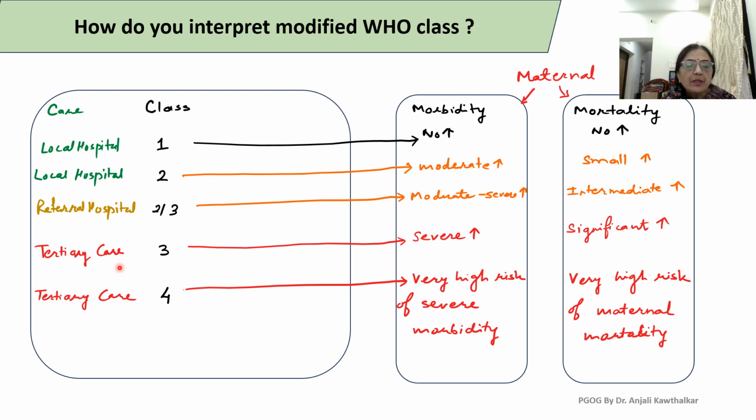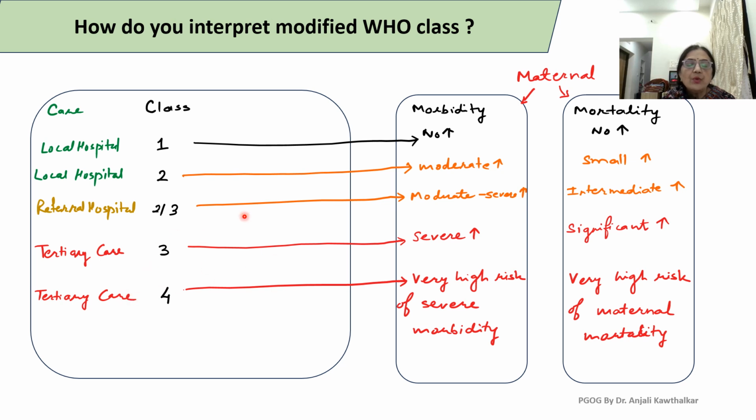Whereas multidisciplinary management will be required for class 3 and class 4, where there is a severe increase in morbidity in class 3, significant increase in mortality in class 3, and in class 4, very high risk of severe morbidity and very high risk of maternal mortality, and these 3 and 4 both are to be managed at tertiary care.